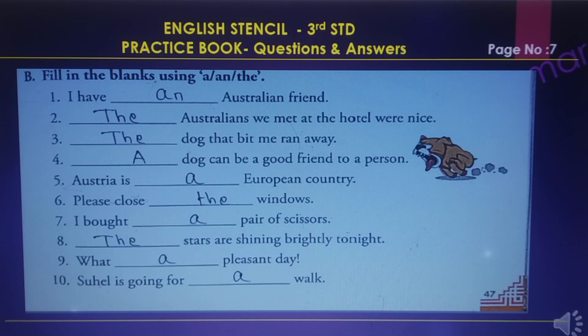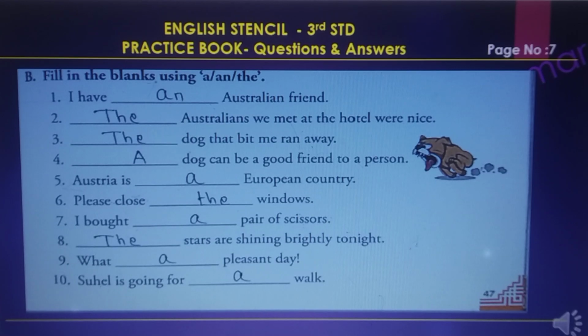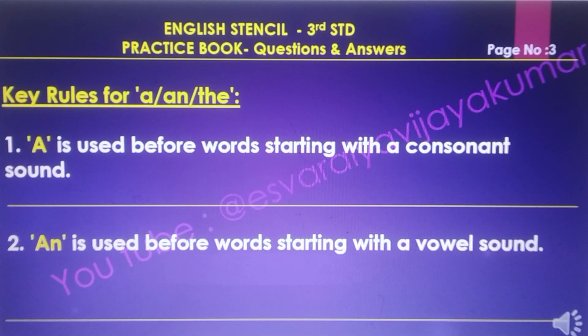Sixth, please close the windows. Seventh, I bought a pair of scissors. Eighth one, the stars are shining brightly tonight. 9. What a pleasant day. 10. Sunil is going for a walk. The key rules of a and the: a is used for words starting with a consonant sound.